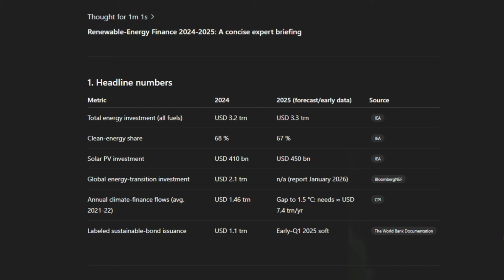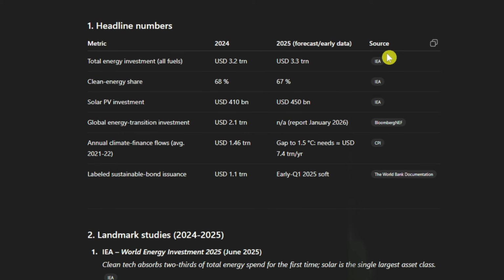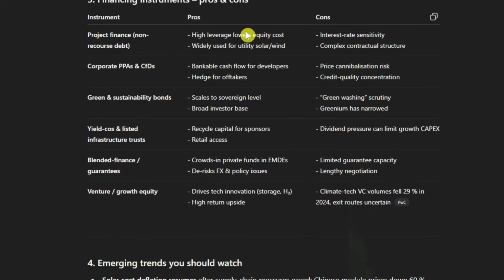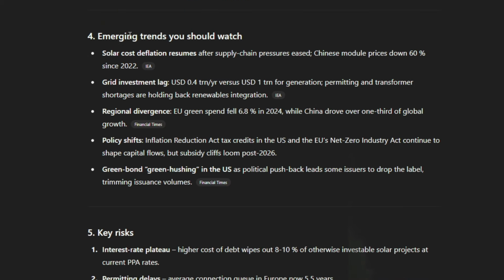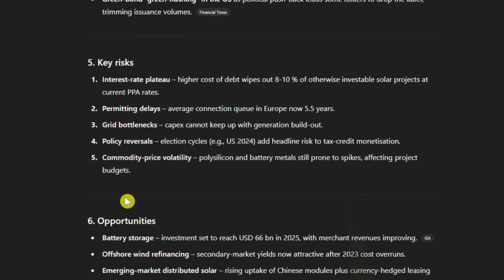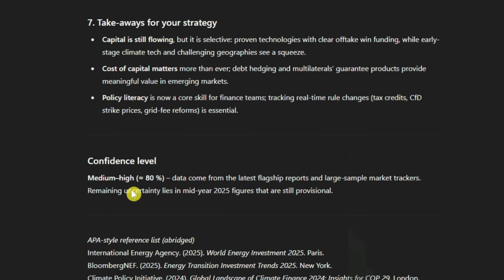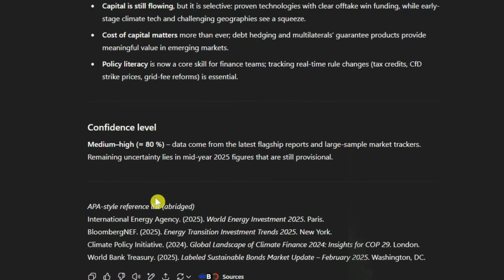And here we go. Here we've got that ultra expert persona. So, renewable energy finance 2024-25, concise expert briefing, headline numbers, landmark studies, financing instruments, pros and cons. Really at that top end, this is what you would get if you asked McKinsey, etc. Emerging trends you could watch, solar cost deflation, key risks, opportunities, battery storage, offshore wind refinancing, takeaways for your strategy, high confidence level, and a whole load of references.